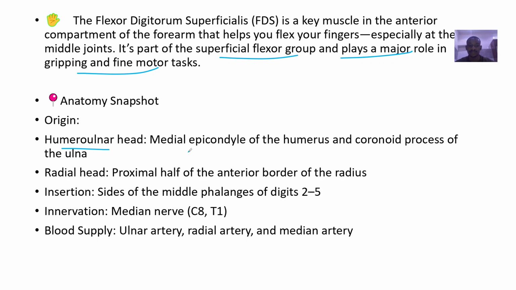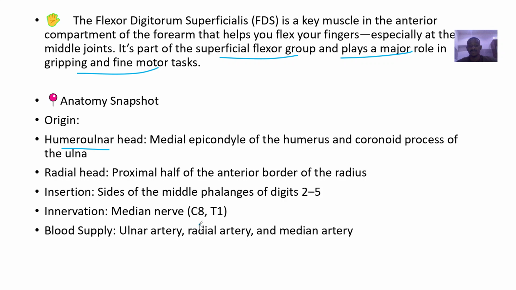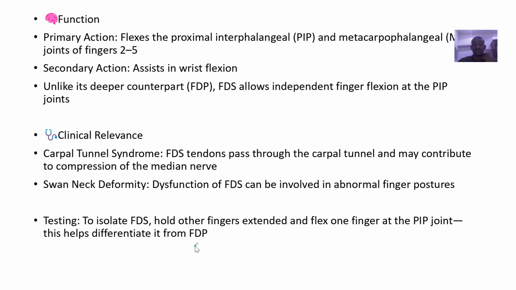Then the radial head, which is the proximal half of the anterior border of the radius. All of them become tendons, and those tendons are inserted in digits 2 to 5, at the middle phalanges. Innervation is the median nerve. Blood supply is the ulnar artery, radial artery, and median artery. The primary action is flexing the proximal interphalangeal joint and the metacarpophalangeal joint of the fingers. The secondary action is wrist flexion.